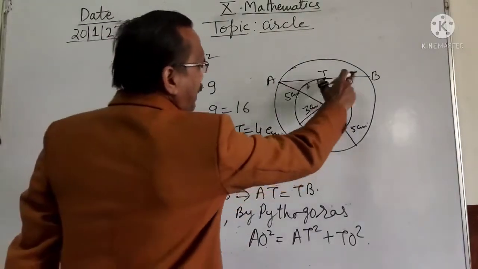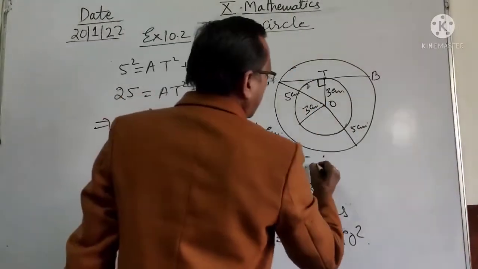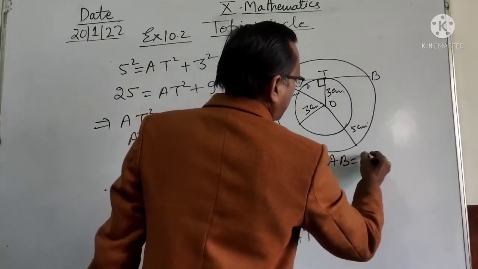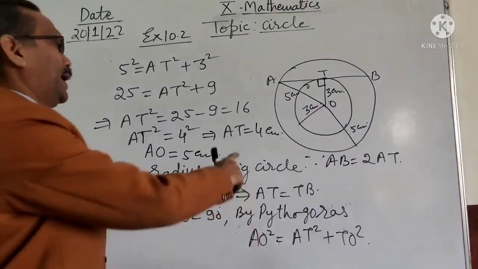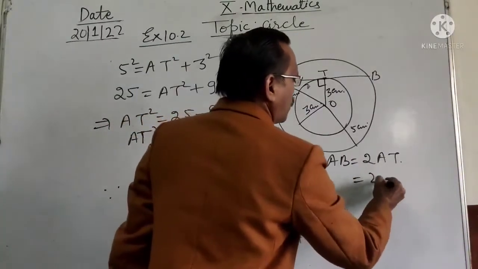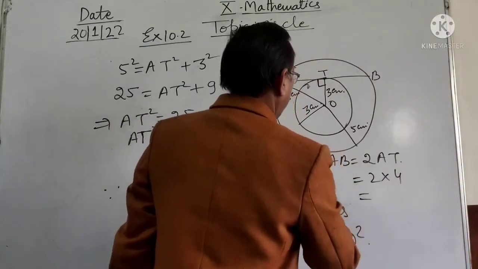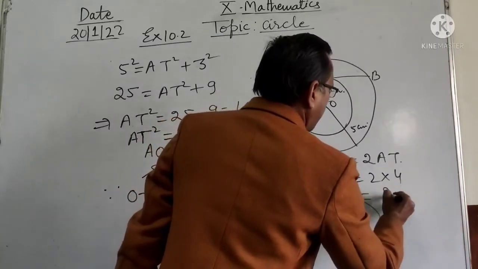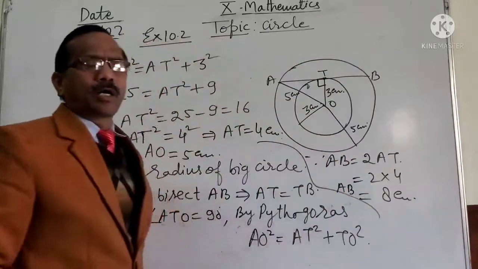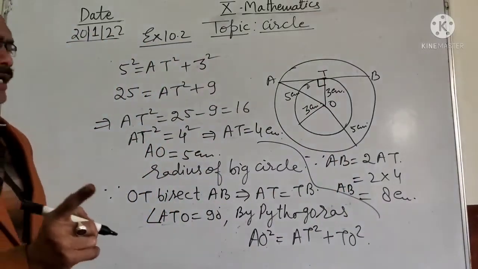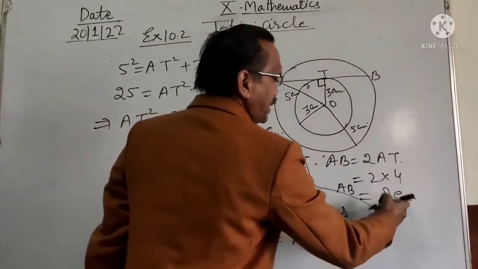Now we will find AB. Since AB is twice AT and AT is 4 centimeter, so 2 into 4 is 8 centimeter. So the length of the chord of the big circle is 8 centimeter.